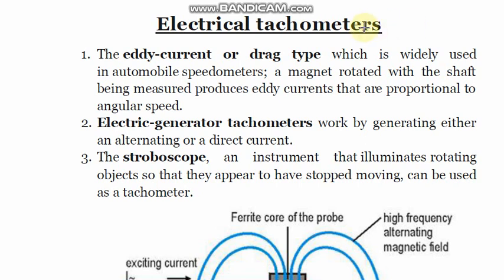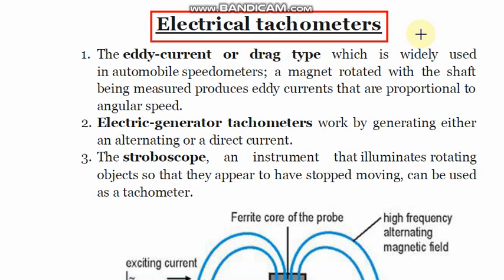Hello students. Now we are going to study electrical tachometers. What are electrical tachometers? As the name indicates, electrical technology is involved for measuring rotational speed or angular velocity of any shaft or any machine.